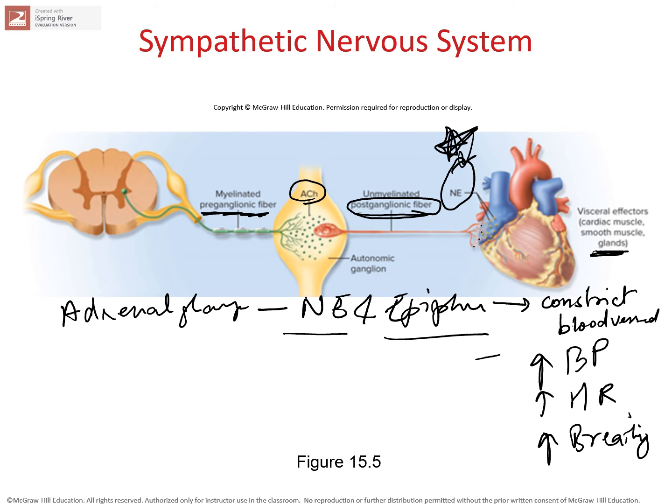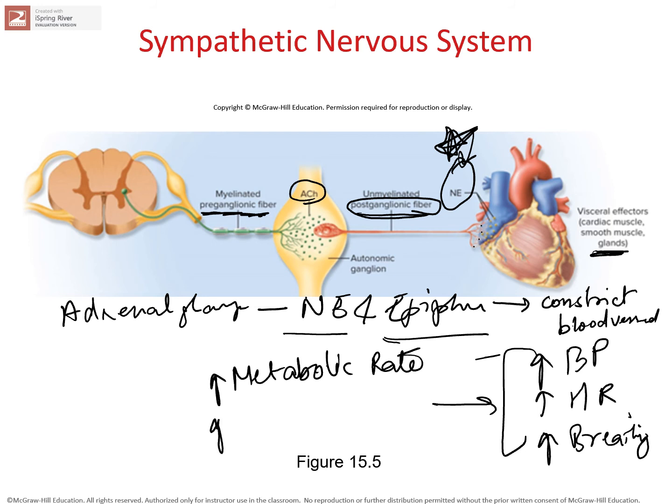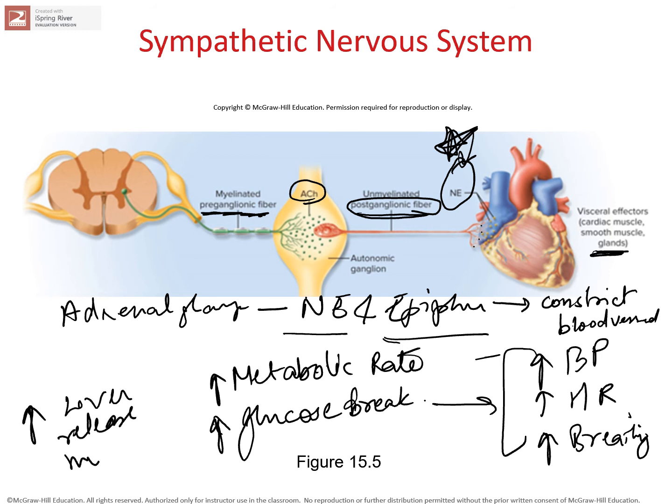So you increase breathing, you breathe faster. When all of this is going on, you need a lot of energy. So the metabolic rate increases. And you also increase glucose breakdown to release ATP. And for glucose, you need to induce the liver to release more glucose. So all of this is going on within a fraction of a second, and you have no control over it. Imagine.